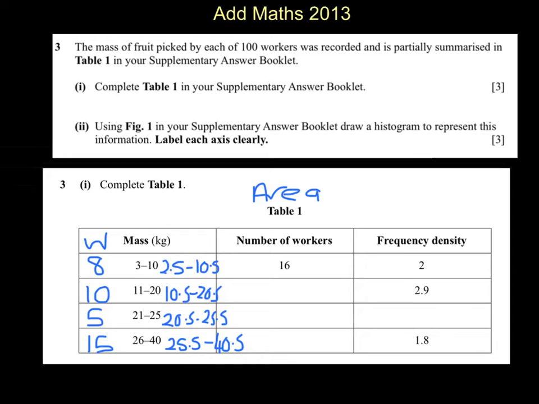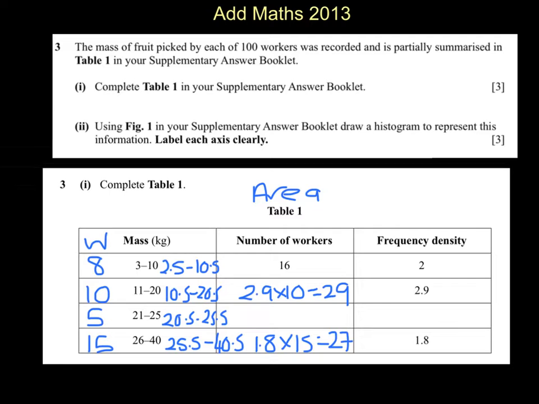So we have a frequency density of 2.9. That means the number of workers will be 2.9 times 10, 29. And we don't know enough about the third group here, so if I go down to the last grouping, we will have 1.8 times 15, which gives us 27 workers.